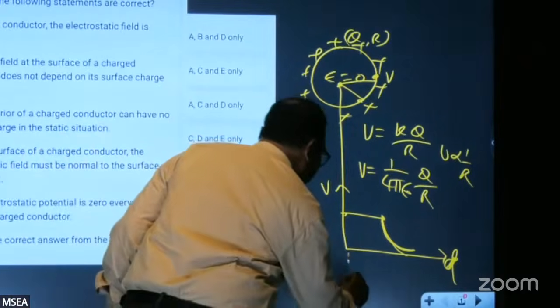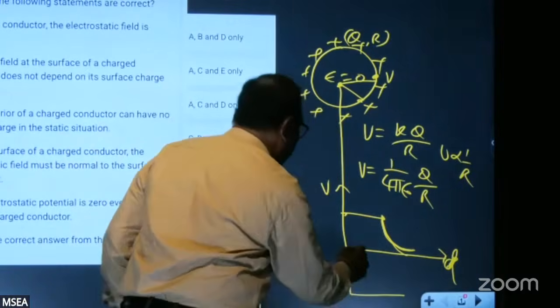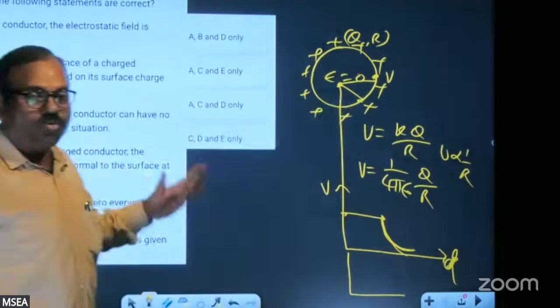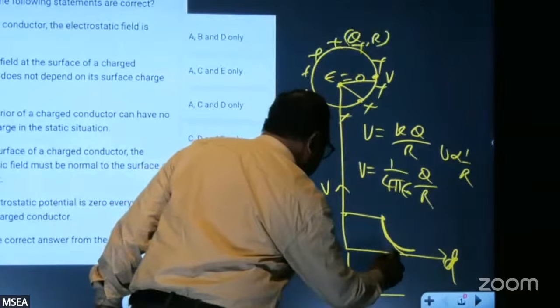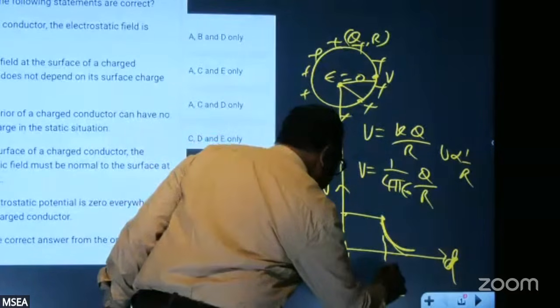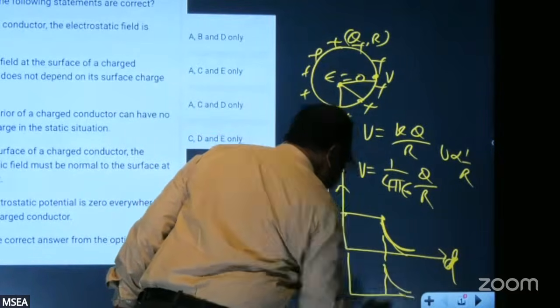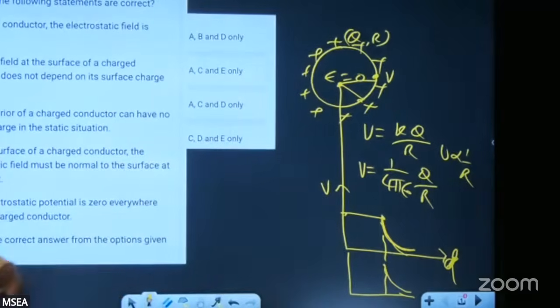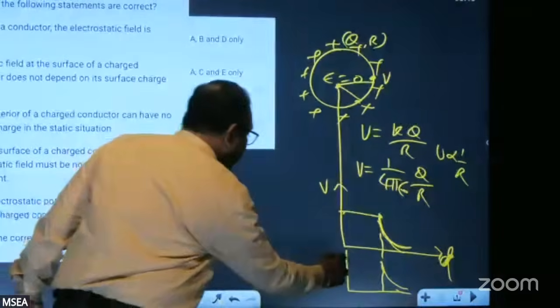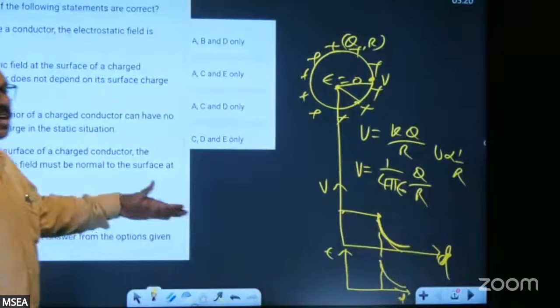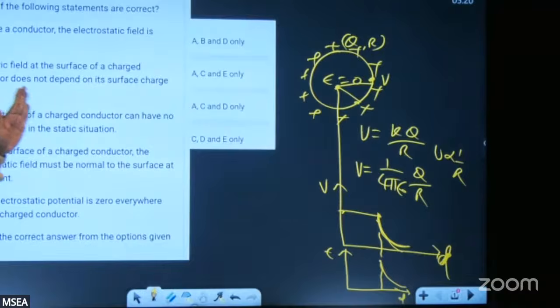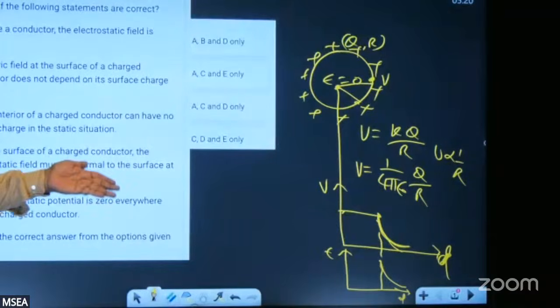If you take the graph for electric field intensity against distance, as electric field intensity is zero from center to the surface, then from the surface onwards it is inversely proportional, and that's why you get a hyperbola. Okay, this one you have to remember.